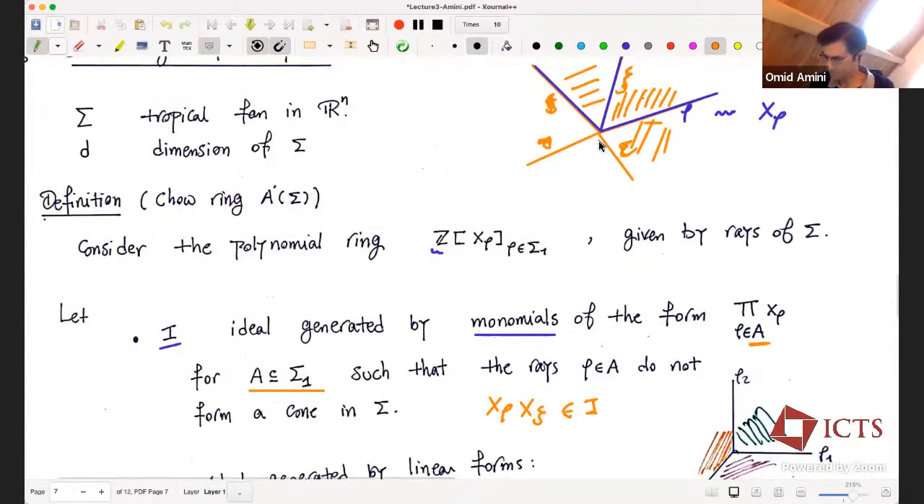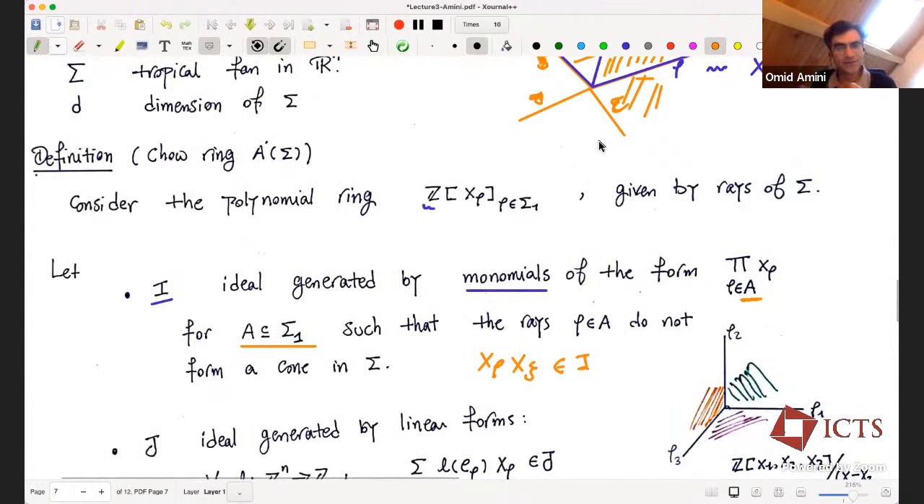So this ideal I is generated by the products of these variables indexed by the rays living in some subset, and you ask those rays to not generate a cone. So you see that this is completely combinatorial. It is given by the structure of rays forming a cone or not inside sigma. So you don't need to know what these cones are exactly. You just need to know what these rays are, and how they generate a cone or not. This is completely combinatorial.